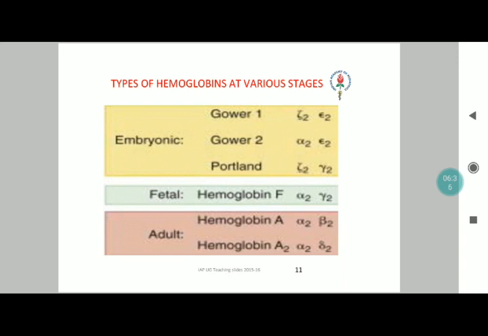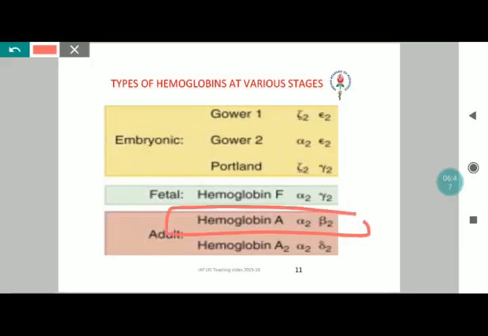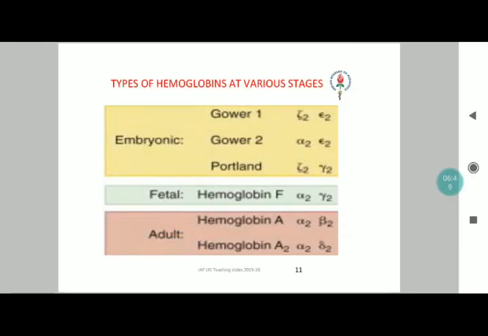Whereas a fetal hemoglobin F contains 2 alpha and 2 gamma chains. In adult hemoglobin, hemoglobin A, which is the most predominant variety, has 2 alpha and 2 beta chains. We know that this is the most common variety of normal, and 2 alpha 2 delta chains are seen in hemoglobin A2.